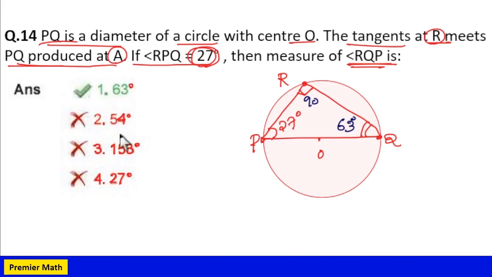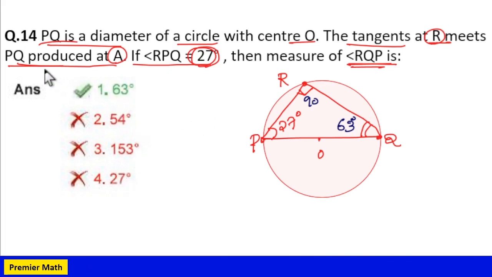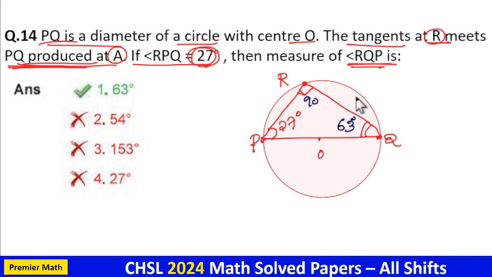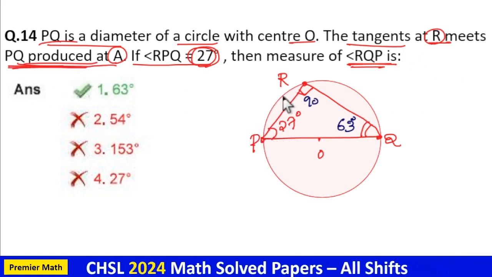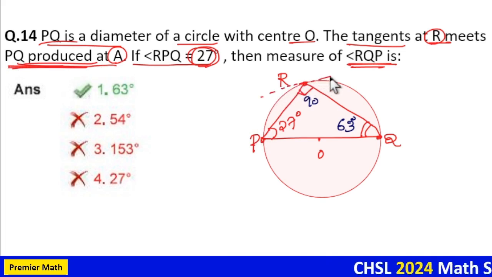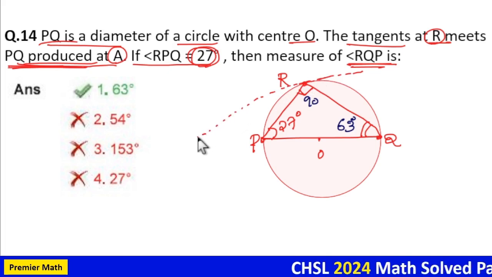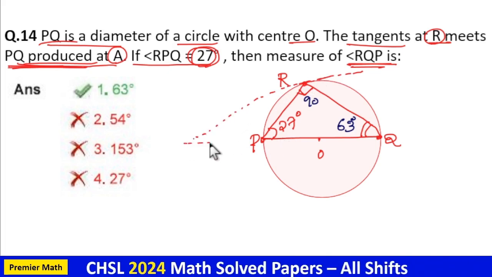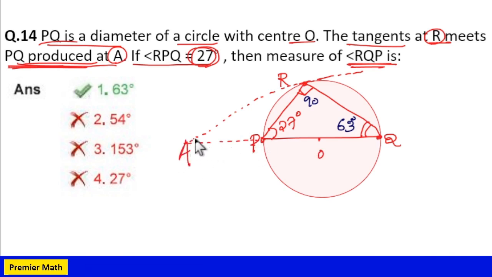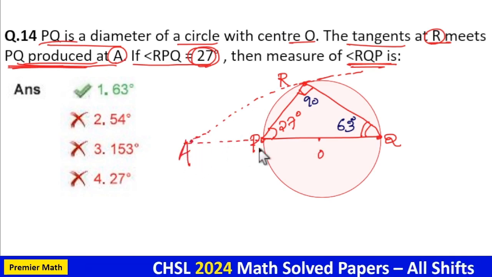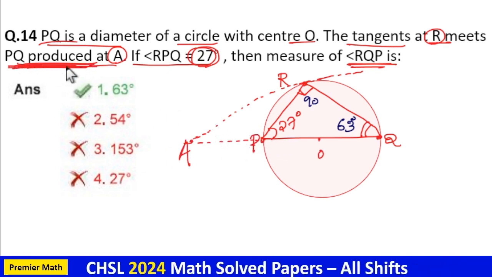Actually, you don't need to draw the tangent here. That is to mislead in the question. Here, the tangent at R meets PQ produced at A. If this is the tangent, this tangent will meet PQ produced at A. Consider we are extending this PQ. Now this is point A, and the tangent meets here. Actually, we don't need this part. That is to mislead you, to confuse your diagram.